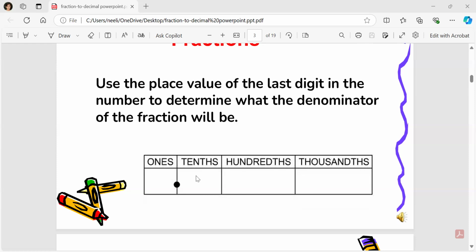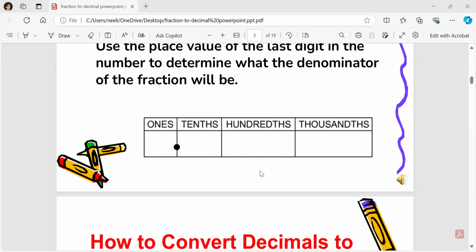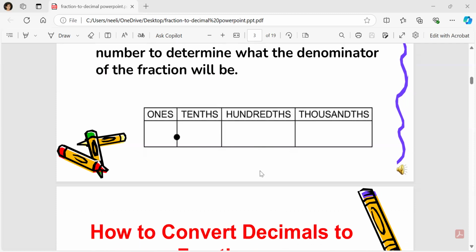Now the tenth place means the number which comes directly to the right side of the decimal. The first number on the right side of the decimal is at the tenth position. The second number after the decimal is at the hundredth position, and the third number after the decimal comes at the thousandth place. Okay, so we'll use this table for writing the decimal numbers.